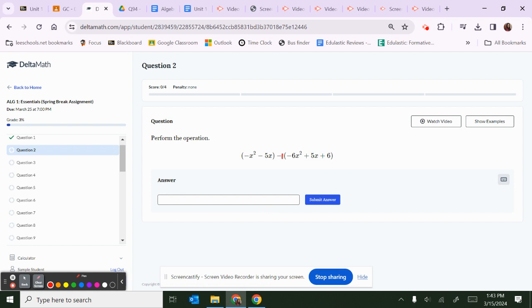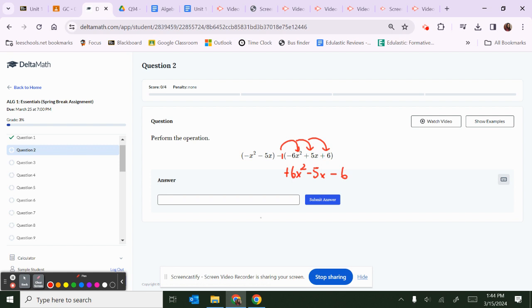front of here is a negative 1, and you're going to distribute that negative 1 to each of these terms. Negative 1 multiplied by anything, you change the sign and the number stays the same, because a negative times anything will change the sign, and 1 multiplied by anything stays the same. So negative 1 times negative 6x squared will be positive 6x squared. Negative 1 times positive 5x is negative 5x. And negative 1 times positive 6 is negative 6.